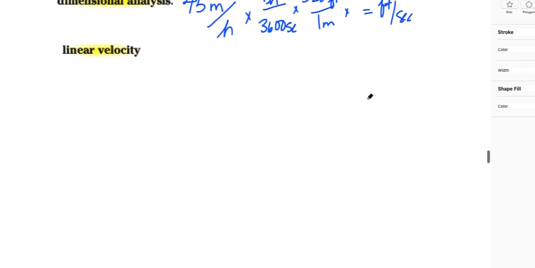And hopefully you remember what linear velocity is from maybe a science class or just regular language. Linear velocity is basically just distance divided by time. So your linear velocity is very close to the idea of speed.